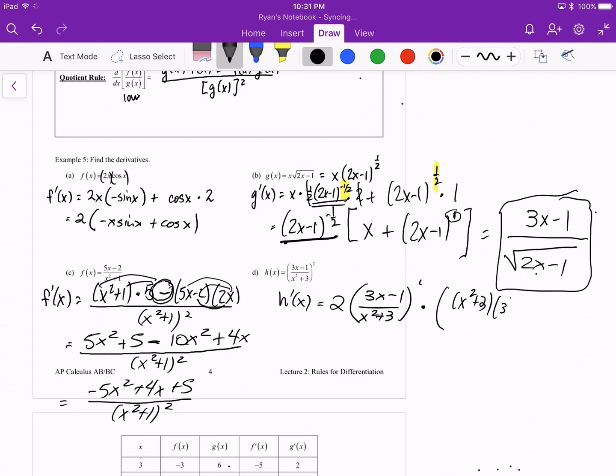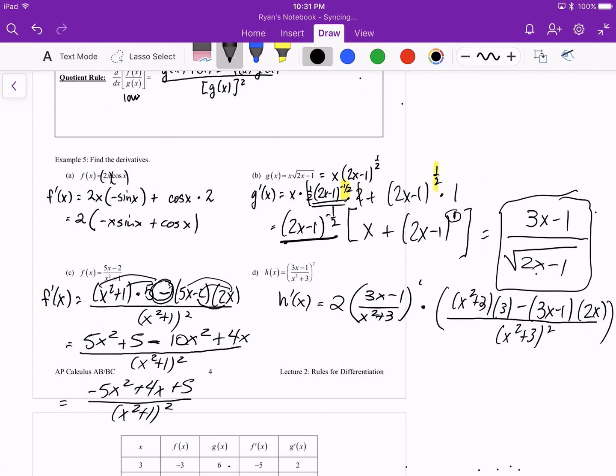All right, so the quotient rule says low, which is x squared plus 3, d high, which of course is 3, minus high, 3x minus 1, multiplied by the derivative of low, so that's going to be 2x, all over low squared. So that'll be x squared plus 3 squared. We'll close the parentheses there.